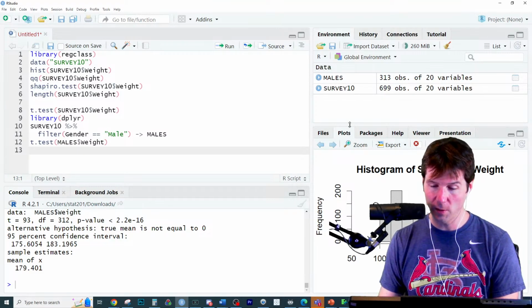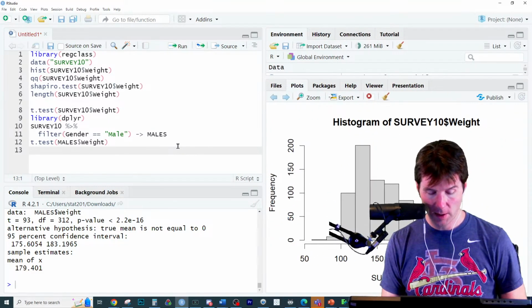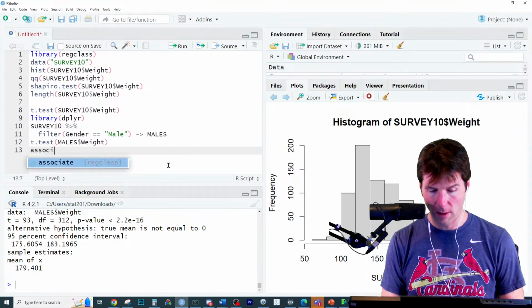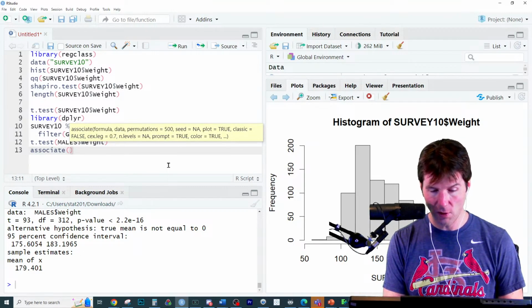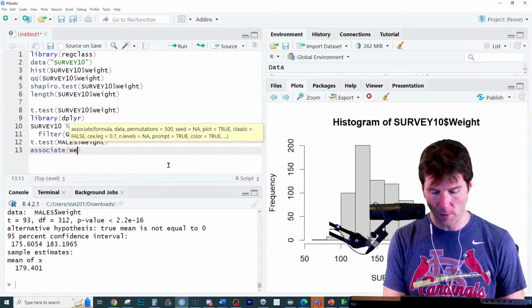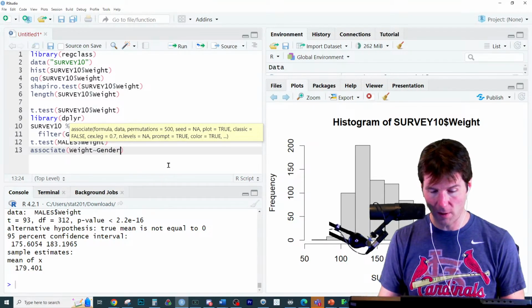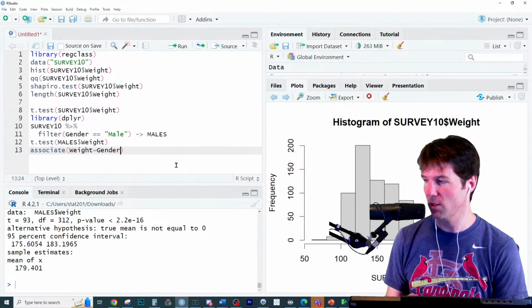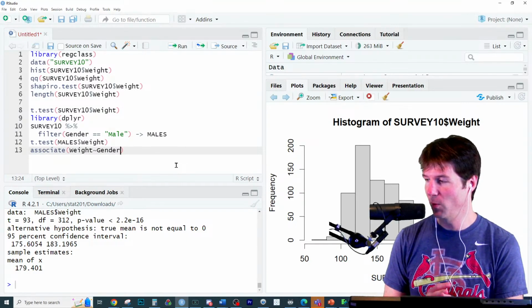We can also compare the weights between genders pretty quickly with the associate function. And we can go right here and say associate the weight explained by gender. That's a formula format, y tilde x. So what I've put right there is one argument.